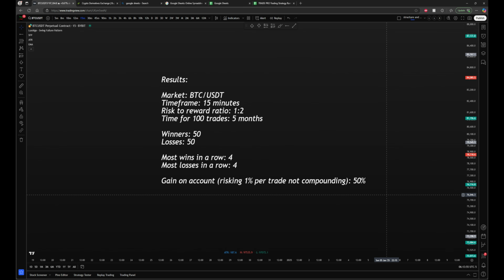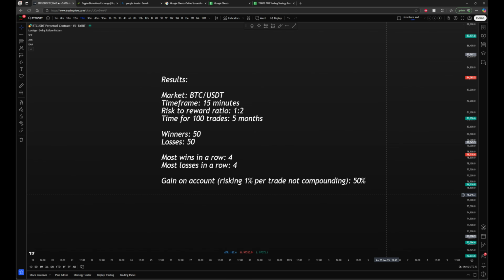Are you not going to play that coin flip as many times as possible? Because you know that over a series of many coin flips, you're going to come out ahead with that 1-to-2 risk to reward ratio. So that's exactly what this is. Exactly 50-50, just like a coin flip. Really, really solid results out of this.